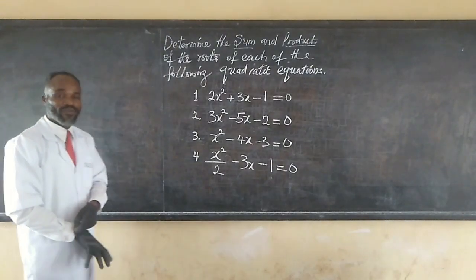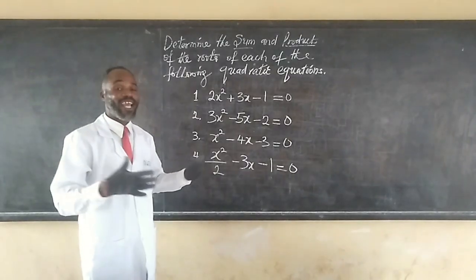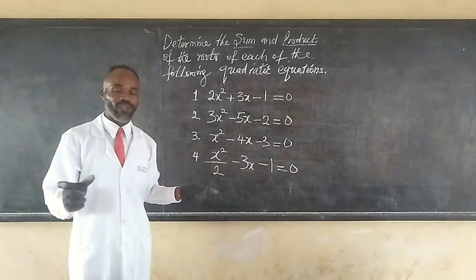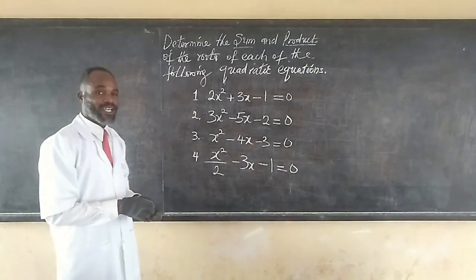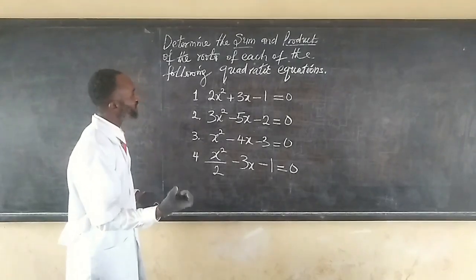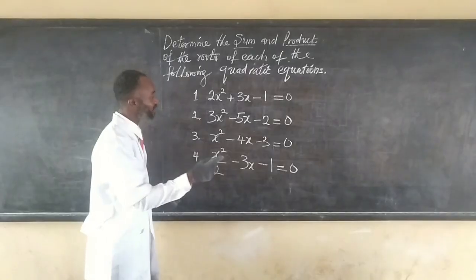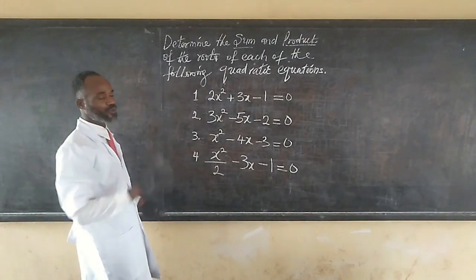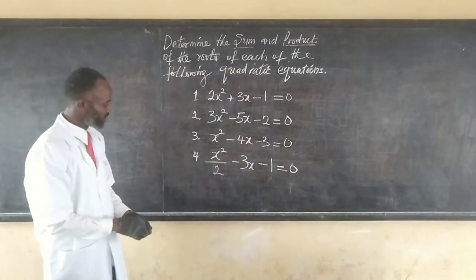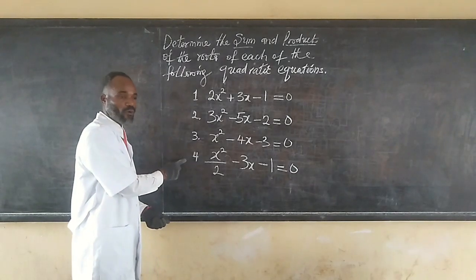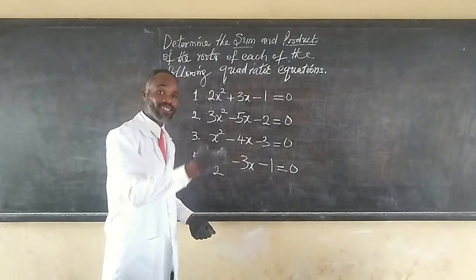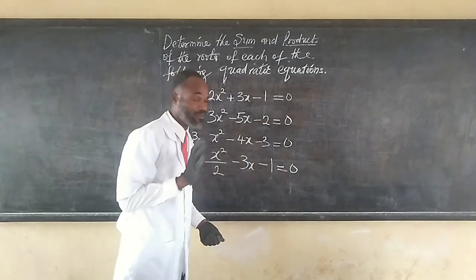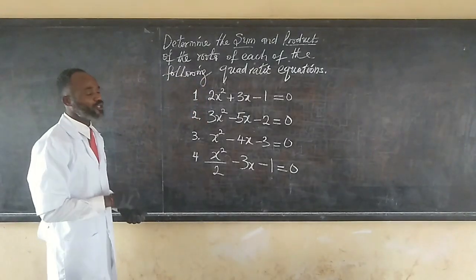I think it is time for us to put into practice what we have learned so far about the sum and product of the roots of a quadratic equation. The question on the board requires us to find, in each case, the sum and products of the roots of each of the following quadratic equations. We have 4 questions: 1, 2, 3, and 4. In each of them, we are expected to find the sum and the product of the roots of the quadratic equation.